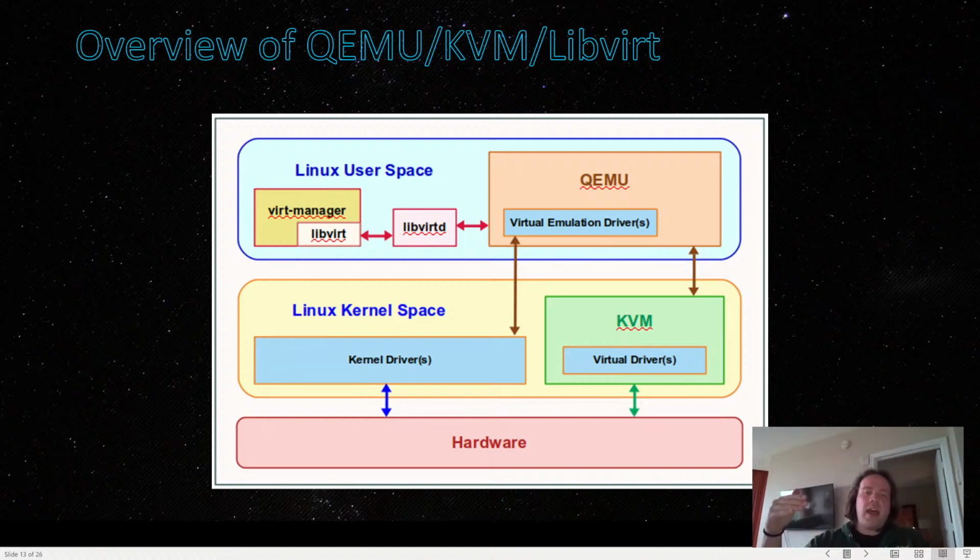Then on top of that, you have your QEMU, which is used to emulate your virtual machines. That receives instructions from libvirtd, which gets instructions from libvirt and virt-manager, libvirtd being the daemon process that runs. But there are other things you can use alternatively to libvirt, but libvirt is the one that usually gets packaged with everything else.